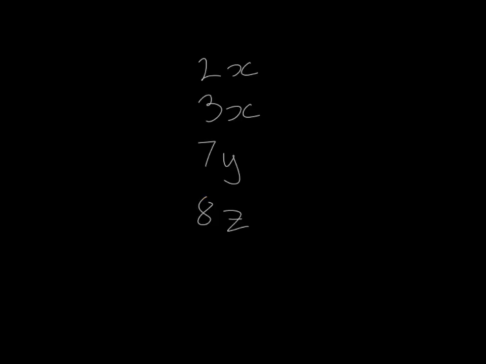Now I have written down 4 variable terms over here. For each of these, we can identify both the variable as well as the coefficient. So for this first one, we see that our coefficient is 2 and our variable is x.